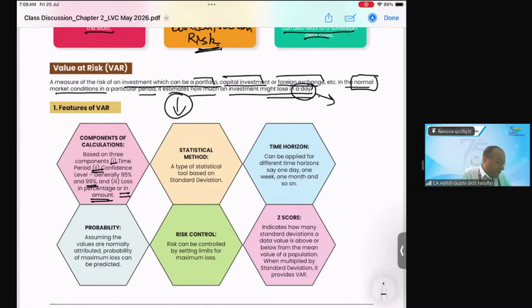Then, very important, it is based on standard deviation. It is a statistical tool, which is used based on the standard deviation. So it is very important that it uses the standard deviation, and when we discuss some questions, you will know. Of course, the standard deviation is widely used.